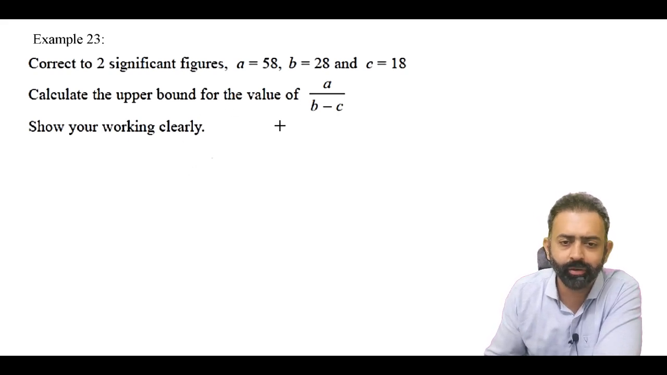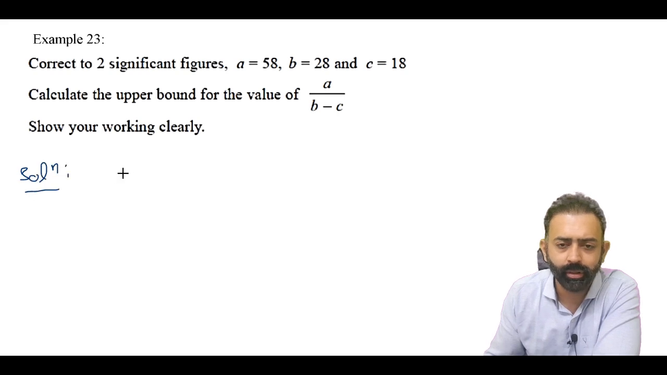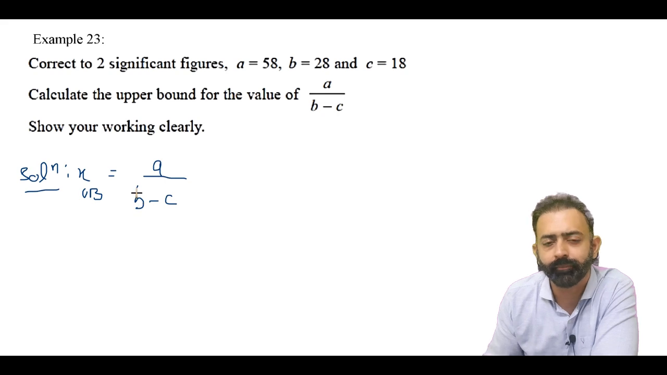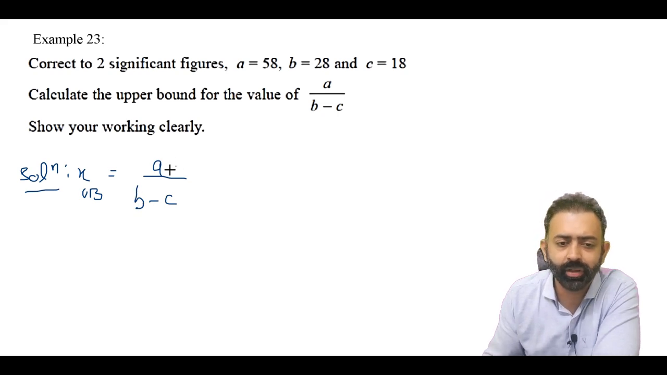So if I have to find out the upper bound of A over B minus C, let us say we call this X. So upper bound of X is A over B minus C. Again, this is a fraction, and within the fraction, in the denominator, there is a difference of two numbers. Of course, to get the maximum value, I will use the upper bound of A. There is no doubt about it.